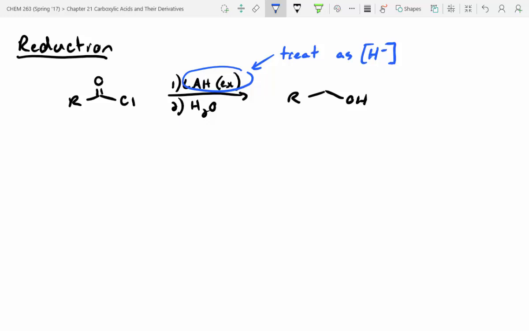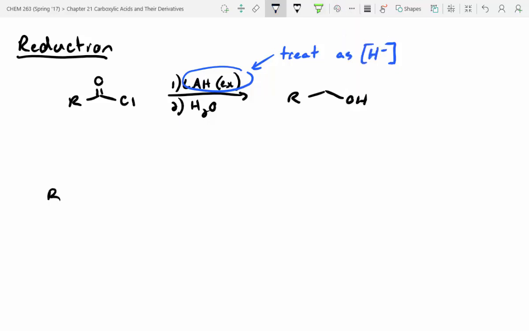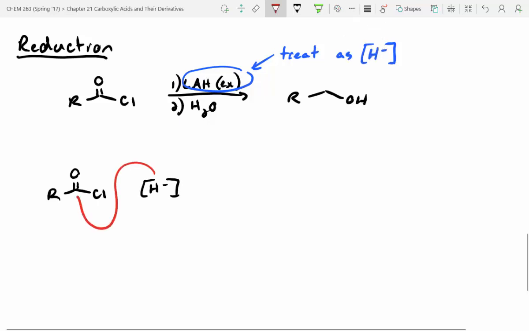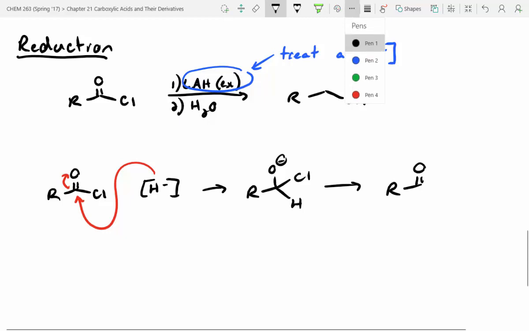That's a good question. I will show you guys an interesting problem though. So ideally, right, you're going to have this hydride floating around. I'll just show that as H-. It'll attack in, it'll kick up electrons. This will clamp back down, kick off our chloride.